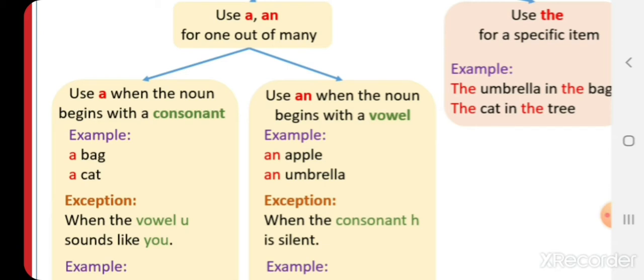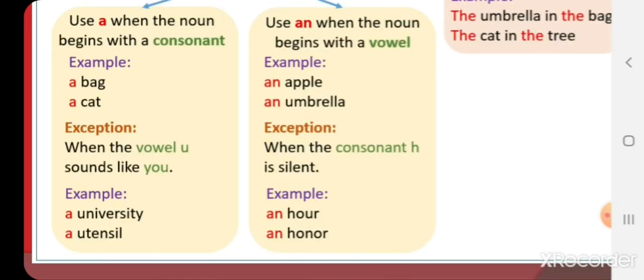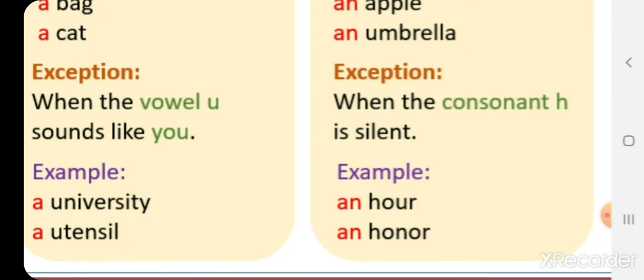And when the vowel u sounds like y-o-u, like y, then we use a, like a university, a utensil. Remember this thing. When the vowel u sounds like y-o-u, then you use a.